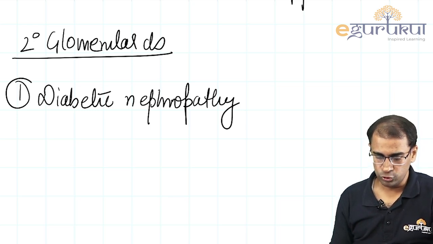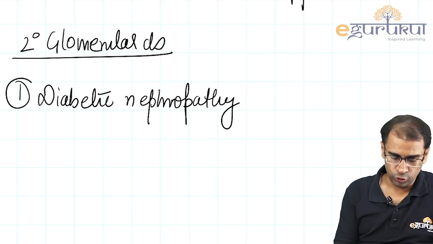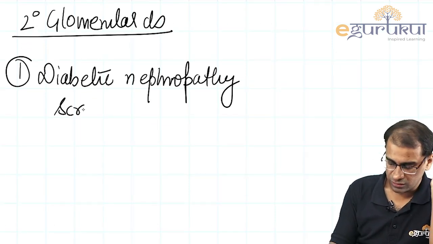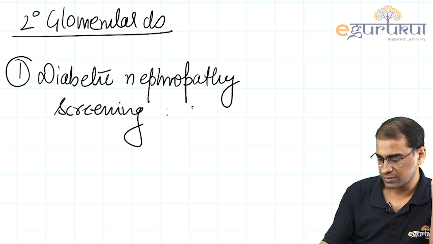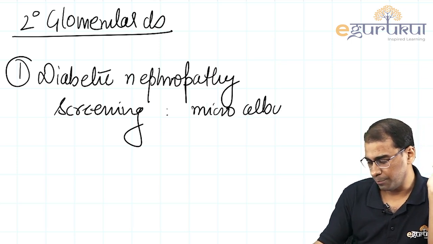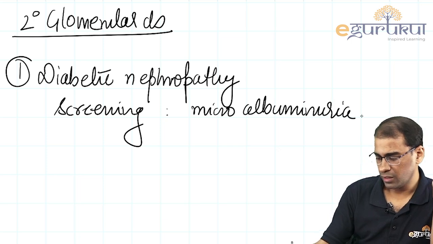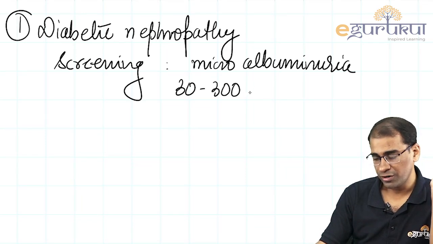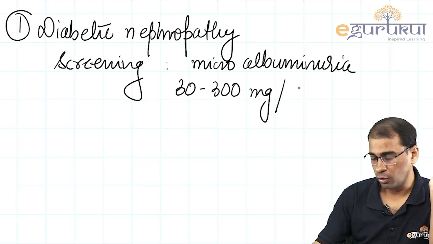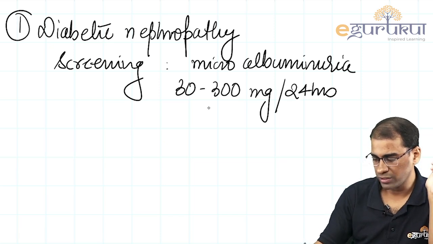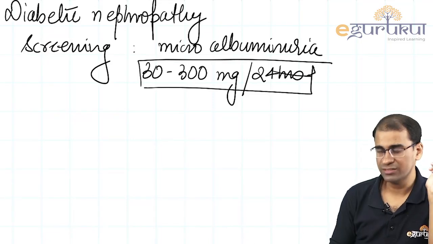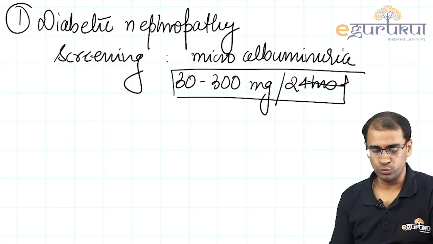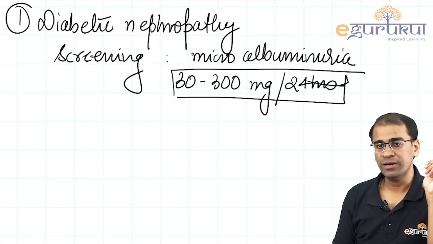Now, in diabetic nephropathy, you must first know what exactly is the screening test. The test we use for screening is microalbuminuria. This is defined as a range of 30 to 300 milligrams of protein or albumin passing in 24 hours of urine. This range is called microalbuminuria.